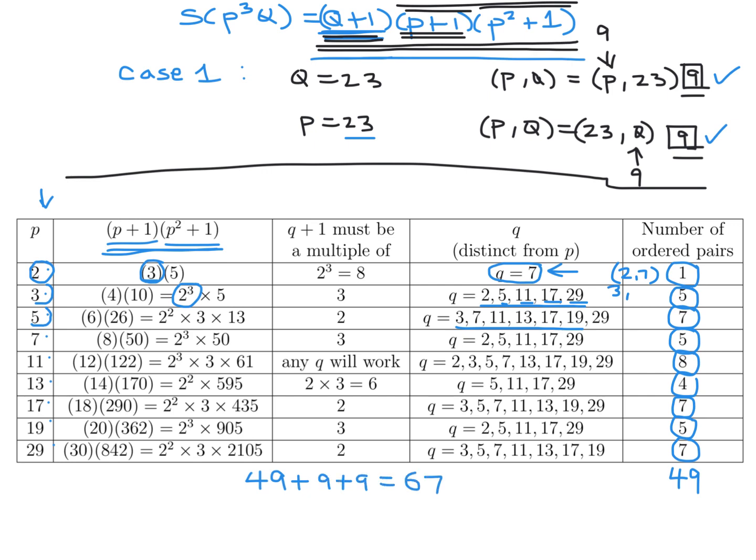Now, remember, these are the ones that make this expression divisible by 24. We want how many would not be divisible by 24. The total was 90. So you just subtract how many pairs would make that expression divisible by 24, which gives you 23. And these are the pairs that would make that expression not divisible by 24.